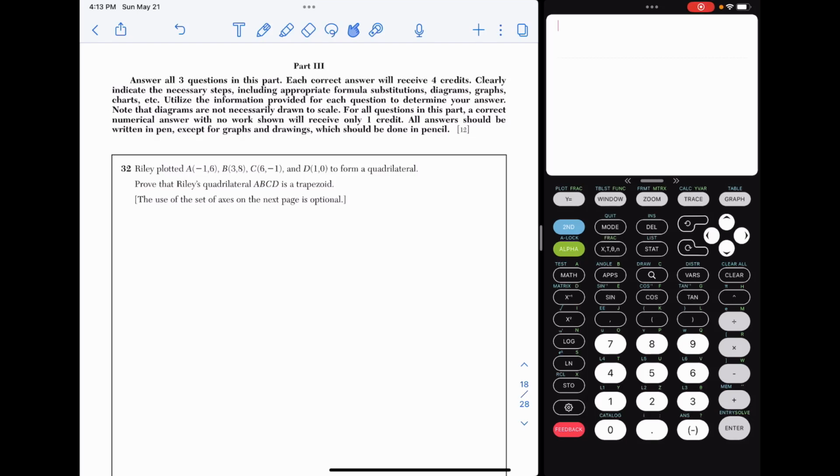This video is going to cover part 3 and part 4 of the June 2019 Geometry Regents. First up, we have the part 3 questions. These are 4 points each.